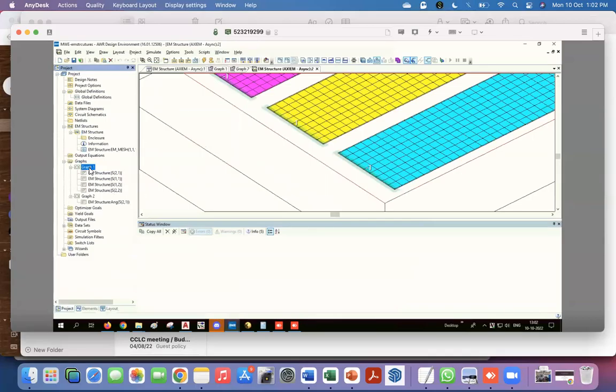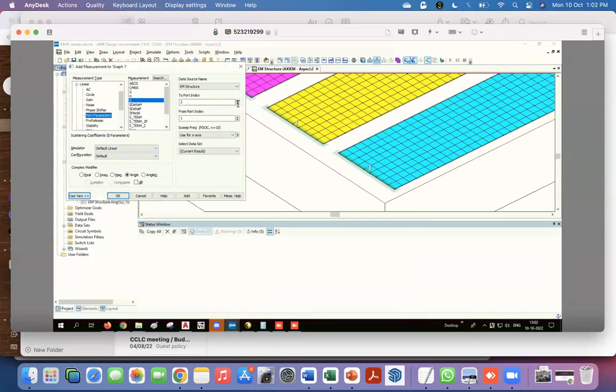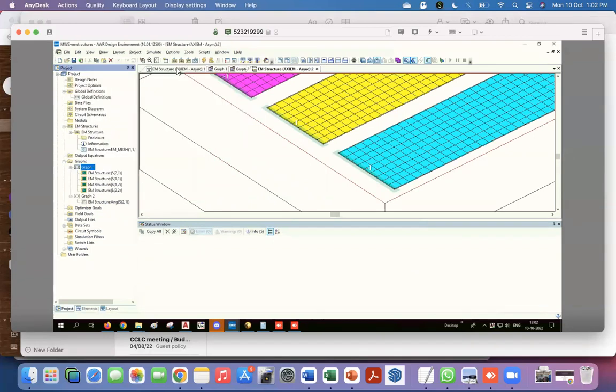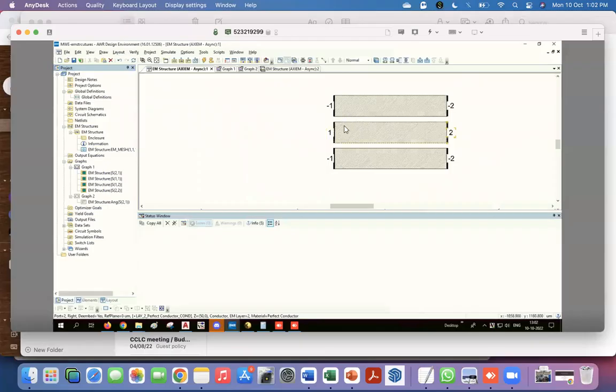So if you now just to show you here the measurements, if I go to add a measurement for EM structure, it will only give me 2 ports. Because there are only 2 ports, I cannot change this. So as long as your gaps and the widths are chosen for a 50 ohm transmission line or whatever you're designing, this would work. Okay, so you can stop here.